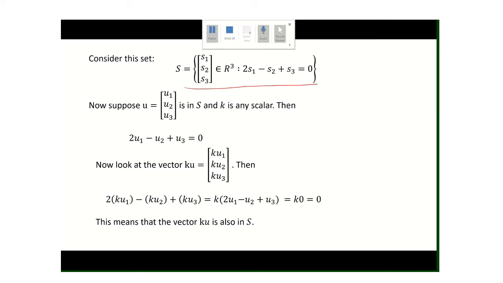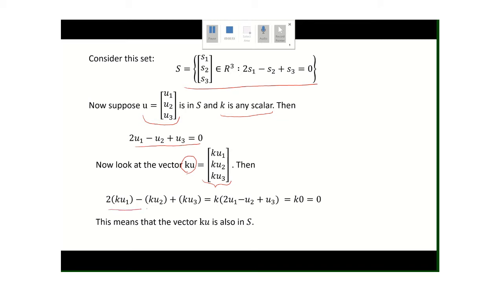I have my same set, but this time I'm given a vector u and I'm given a number k, a scalar. Because my vector is in the set, again, it satisfies that equation. But now what happens if I multiply that vector and that number? Well, I get a new vector ku, and it looks like that. When you multiply a number by a vector, you just multiply all the components by that number. So, is this in the set?